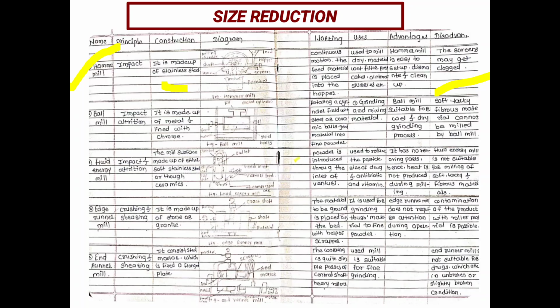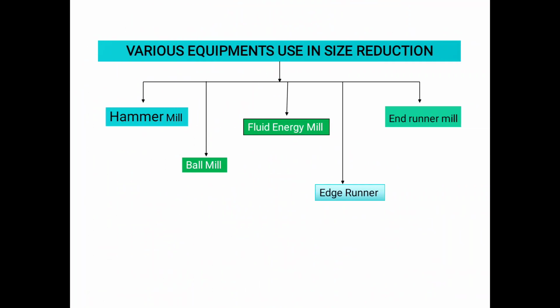From the GPAT point of view, questions will be asked on the principle and on which mill is not used under certain conditions, so you have to remember this. Hammer mill, impact; ball mill, impact and attrition; fluid energy mill, impact and attrition; edge runner mill, crushing and shearing; end runner mill, crushing and shearing principle.